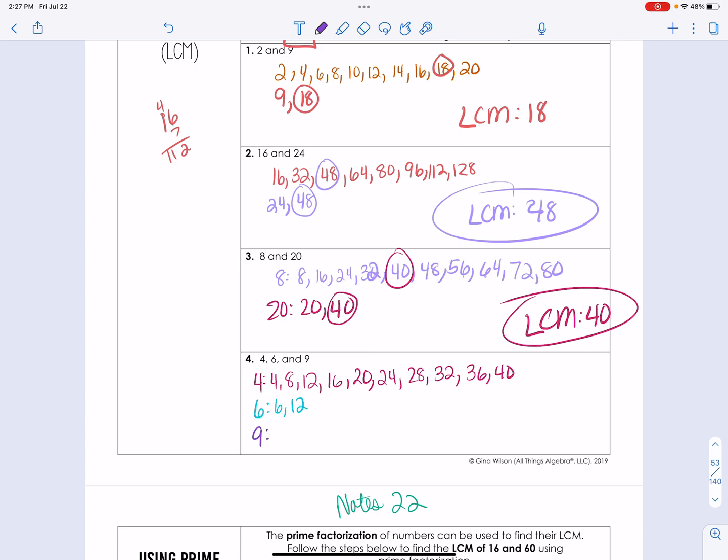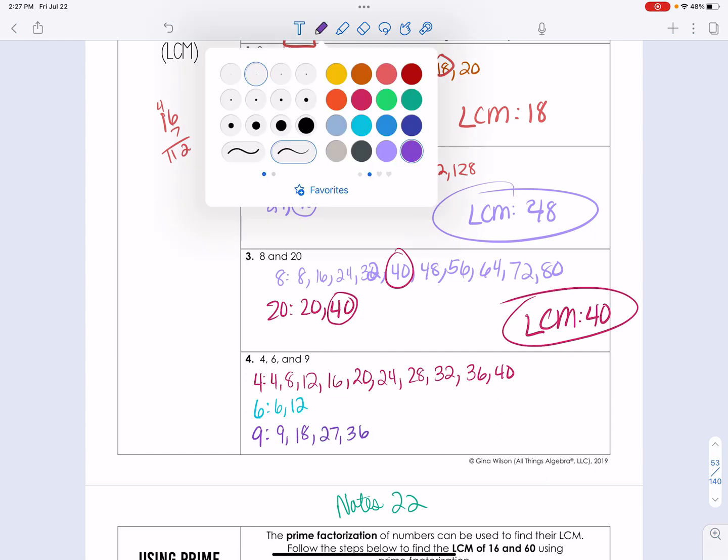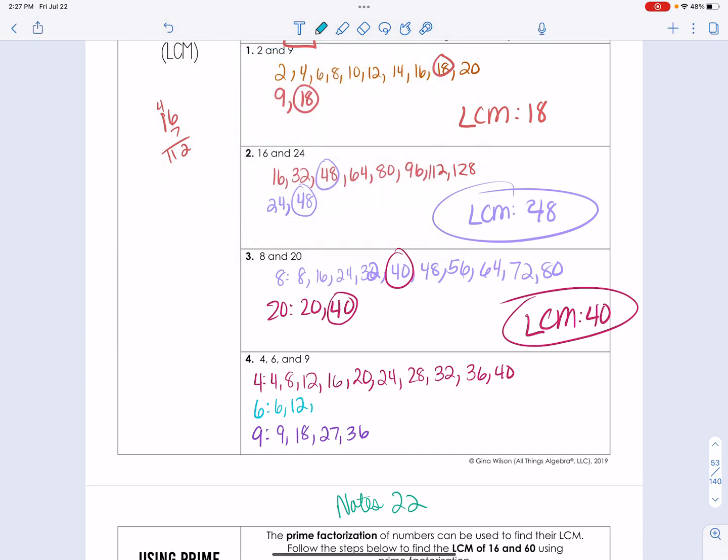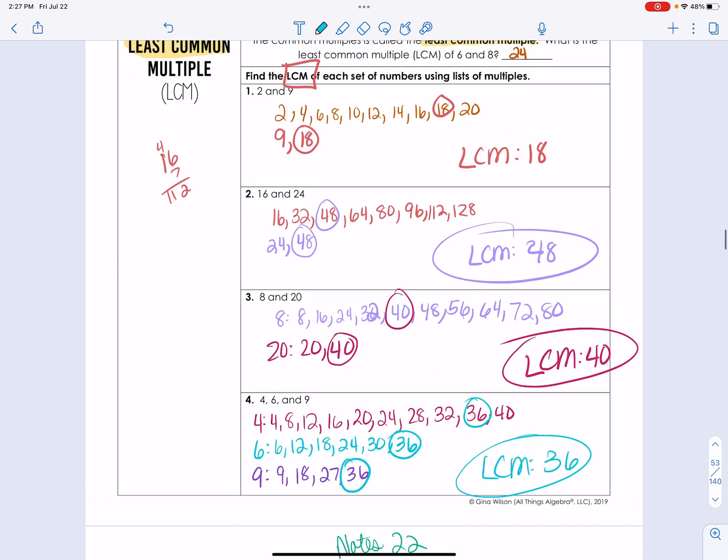So I'm going to go to 9. 9 is 9, 18. So it's not 12. 27, 36. Well, 36 is in my 4. So I'm going to go back here and say this is 18, this is 24, this is 30, this is 36. So it's 36. 36 is my LCM. So on that one, it does take a little bit more listing, but it does work. Okay, so this is the list way.